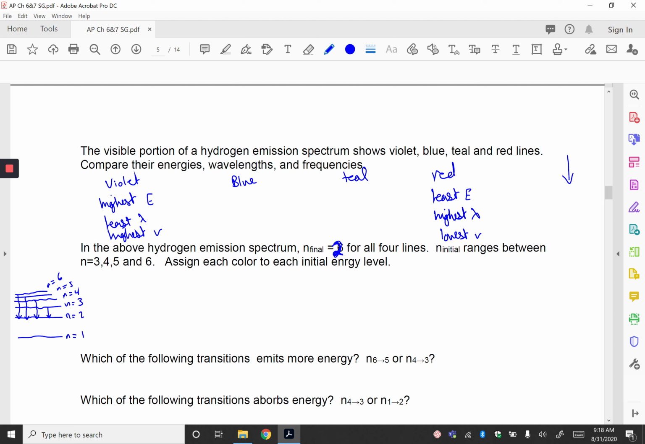So which one is which? Well, we already talked about the energy, right? We said the violet was the highest energy, right? So what does that mean? Which one is it? Well, remember these are drops in energy. The arrow shows you how much energy is emitted. And so which one out of these shows the most energy dropped? And so that would be the N6 to 2. Next would be the blue. It's the second highest in energy, so that would be the 5 to the 2.